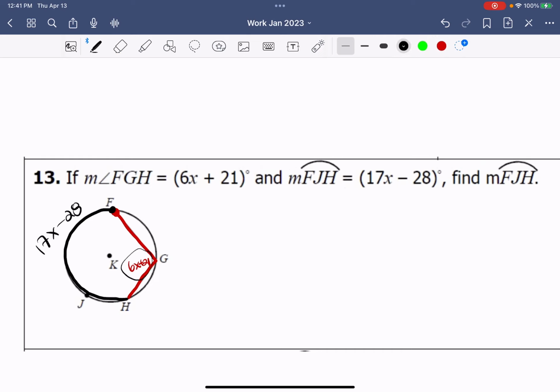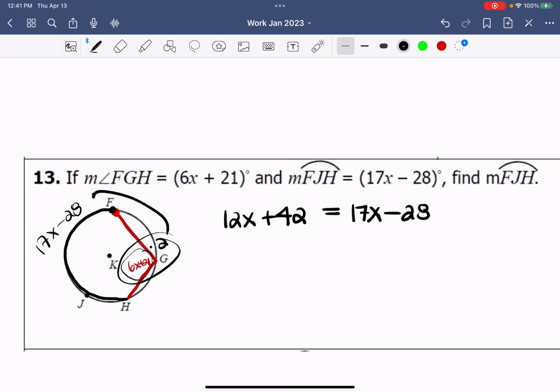So what we're going to do is take the small one and multiply it by 2. You got to multiply the 6 and the 21 by 2. Both of them get multiplied by 2. So it turns into 12x and 42. And then we get 17x minus 28. So when you multiply by 2, you can make it equal to the outside now. And then from there, you're just going to solve.